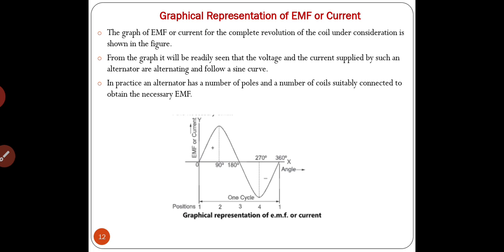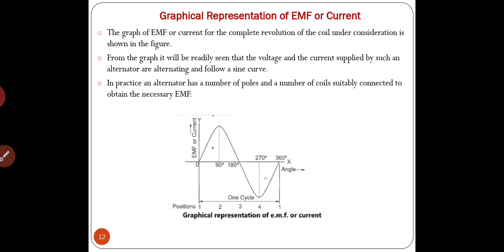In practice, an alternator has a number of poles. In real practical applications, there are a number of poles and a number of coils suitably connected to obtain the necessary EMF, so that a suitable voltage level is generated.